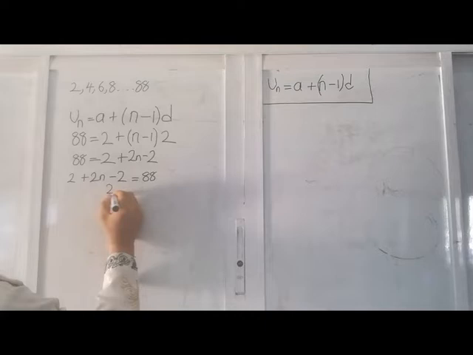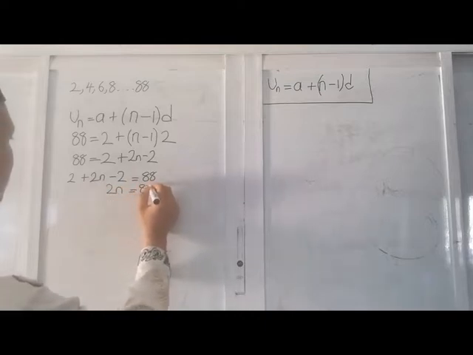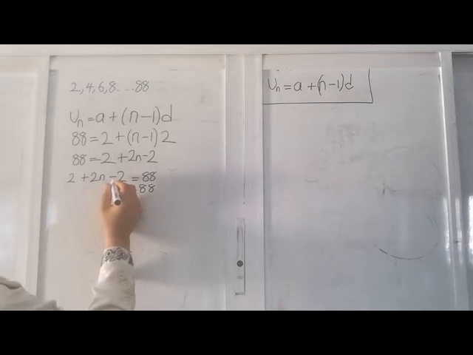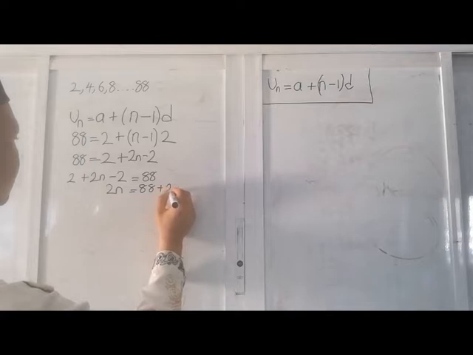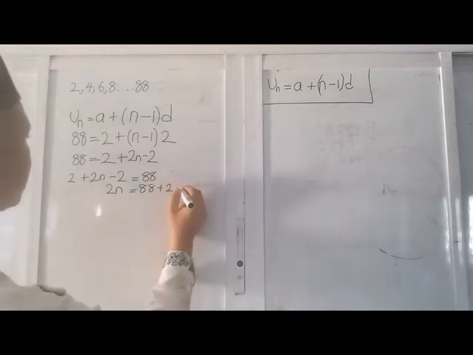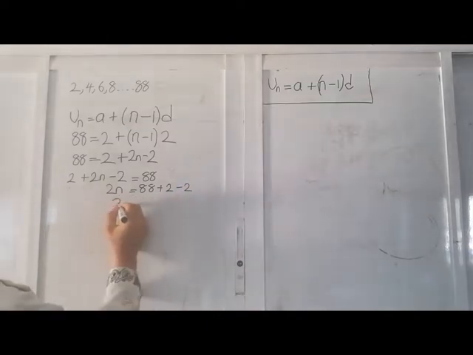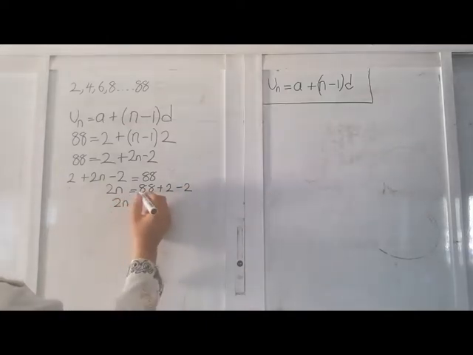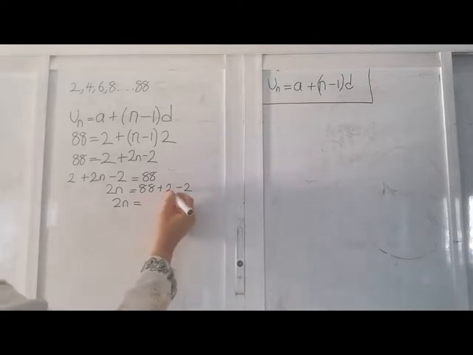Leaving our 2n at the left-hand side of the equation, we have our 88 at the right already. We have this minus 2. When it crosses over, it becomes plus 2. Then we have this plus 2. When it crosses this equality sign, it becomes minus 2. So we have 2n equal to 88 plus 2, which gives us 90. 90 minus 2 gives us back 88.